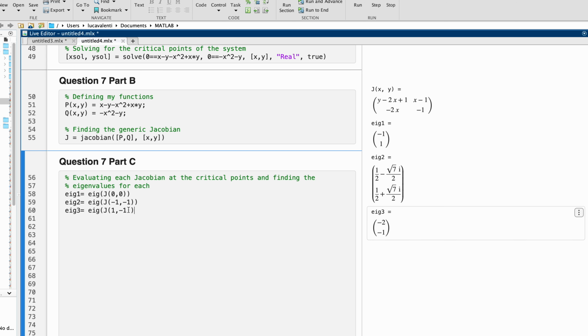So we see the first one has a negative eigenvalue and a positive one, so this is a saddle. This one has a real part, which is positive, which means it's going to be unstable, and then an imaginary part, which is going to make it spin. So it's going to be an unstable spiral. And this one has two negative values, and they're all real, so there's going to be no rotation associated with it, and they're going to attract, so it's going to be a stable node. So this is how you do it in MATLAB.